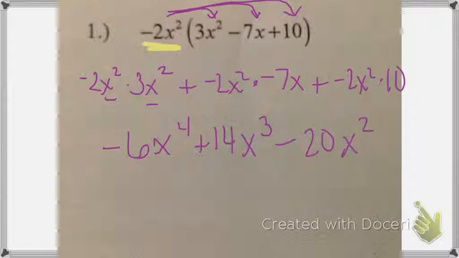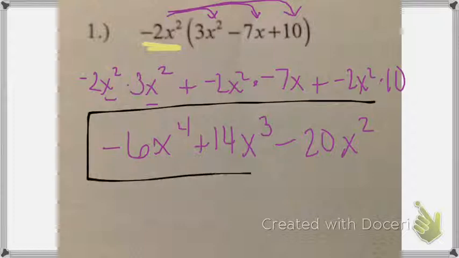X squared. All right, before you walk away from this problem, before you think you are done, take a look. Your answer still should be in appropriate standard form, highest degree to lowest degree. And if it is, you box it, and you're done. You have successfully multiplied using the distributive property.